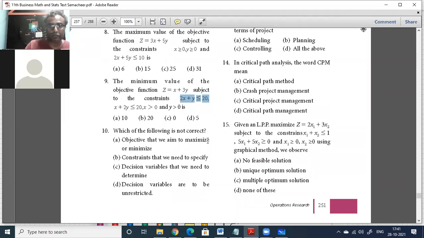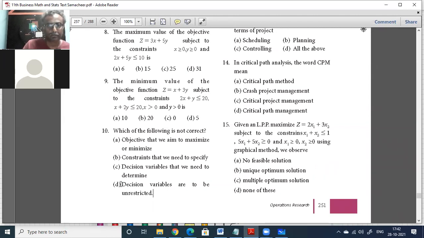Objective function is the one that we aim to maximize or minimize. Okay, correct. Constraints we need to specify. Okay. Decision variables that we need to determine, x1 and x2, we need to find out. Okay. Decision variables are to be unrestricted. I think that one only is not correct.